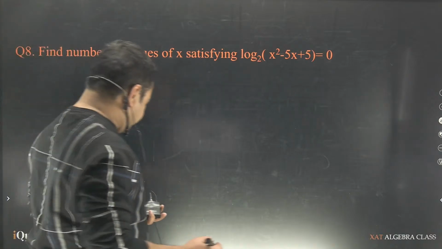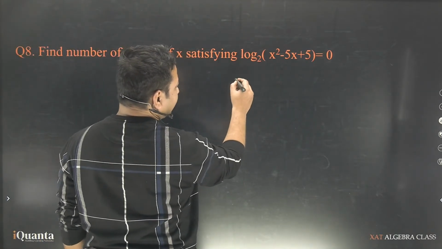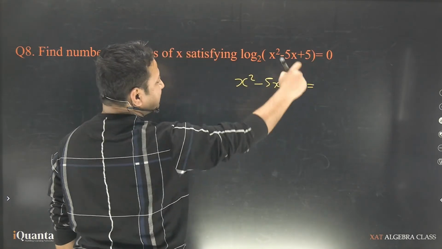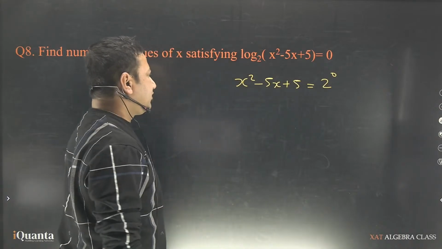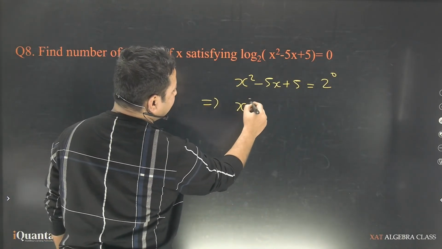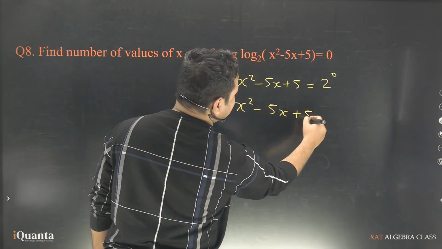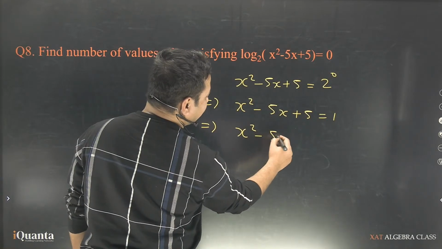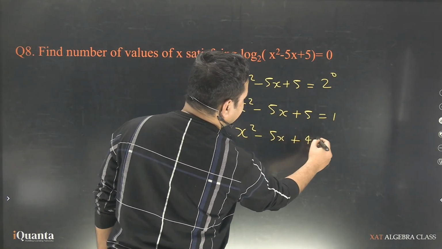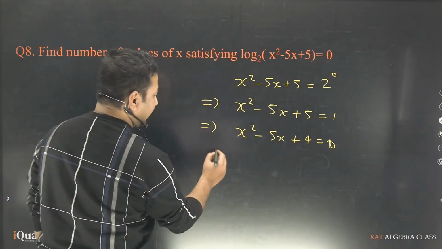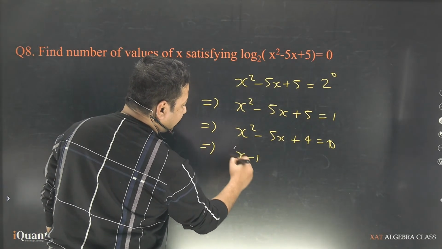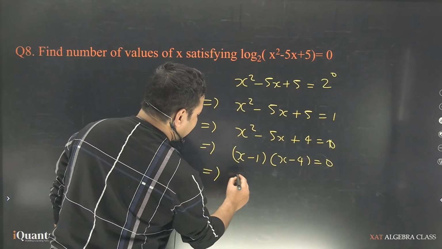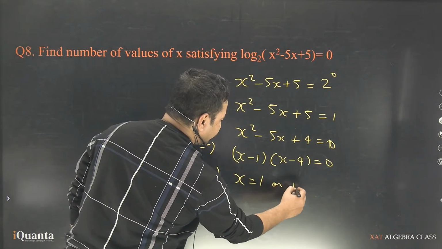Well, let us solve this one. So it's basically a logarithmic expression. x square minus 5x plus 5 would be equal to, so this 2 goes as the base here, becomes 2 to the power 0. Everyone knows that. We have x square minus 5x plus 5 is equal to 1. Then we have x square minus 5x plus 4 is equal to 0. And if we solve this, we'll get x minus 1 multiplied by x minus 4, which will be equal to 0. Now we have x as 1 or 4.